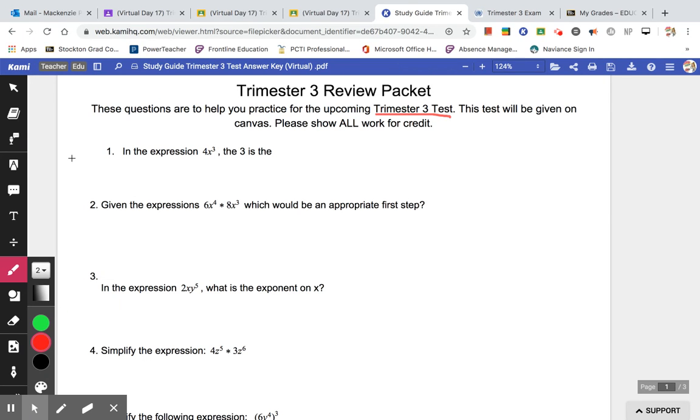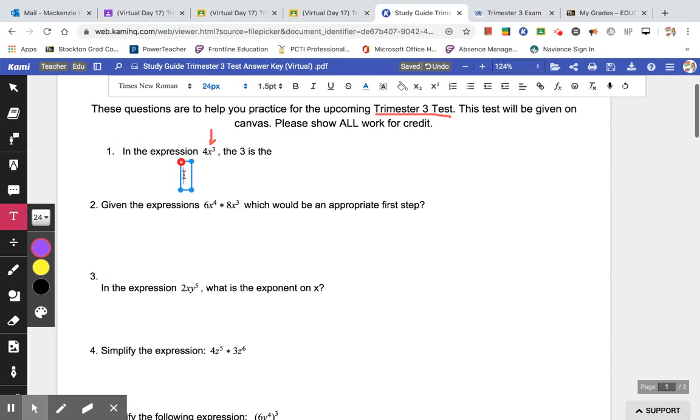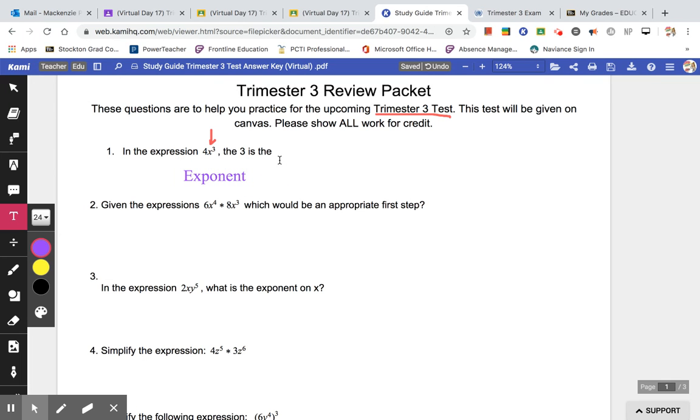For number 1, it says in the expression 4x cubed, the 3 is the what? The first few will be multiple choice on your Canvas test, but since it's the review, it was all open-ended. If we take a look, 3 is raised above the x. So we know that anything that is raised above a base is going to be called the exponent. So it's important to know that.